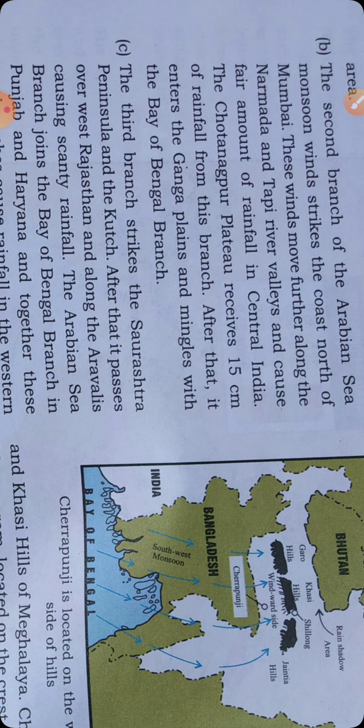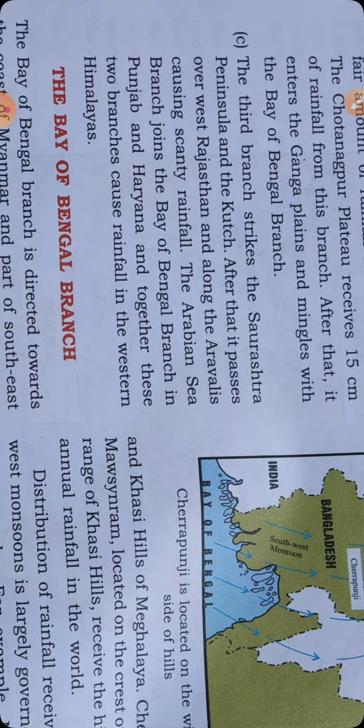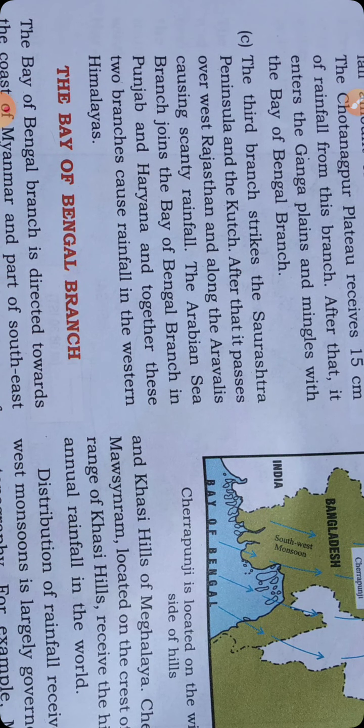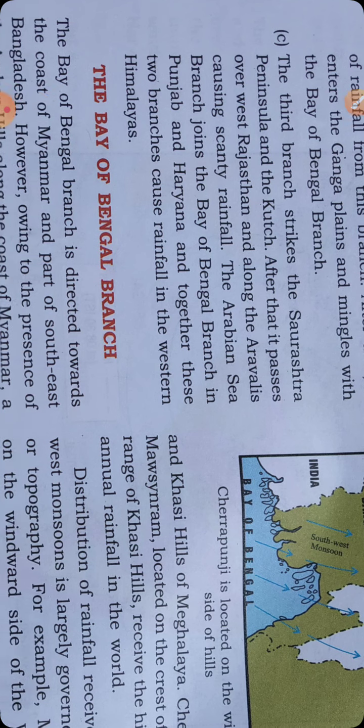The Chota Nagpur plateau receives 15 centimeters of rainfall from this branch. After that, it enters the Ganga plain and mingles with the Bay of Bengal branch. The third branch strikes the Saurashtra Peninsula and the Kutch. After that, it passes over Rajasthan along the Aravallis, causing scanty rainfall. The Arabian Sea branch joins the Bay of Bengal branch in Punjab and Haryana, and together these two branches cause rainfall in the western Himalayas.